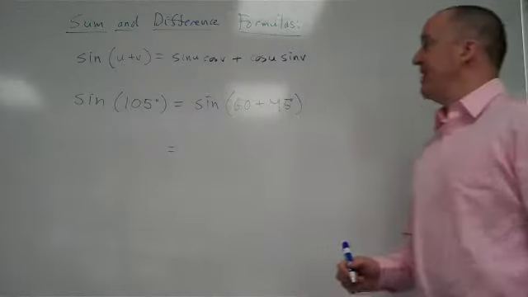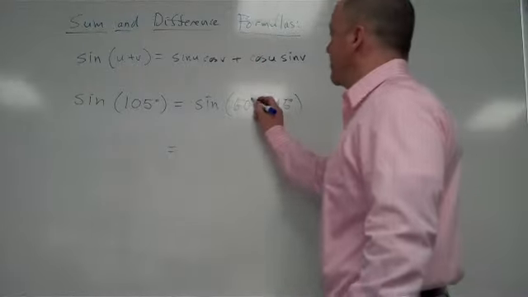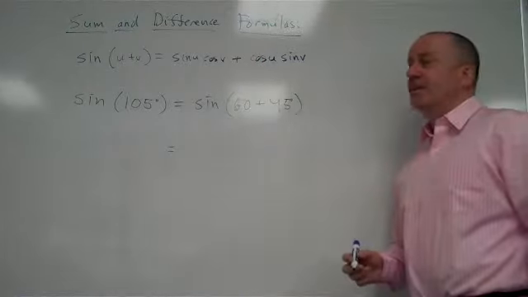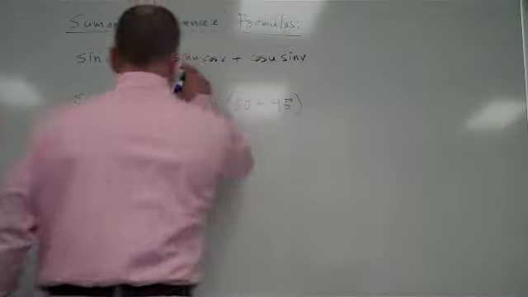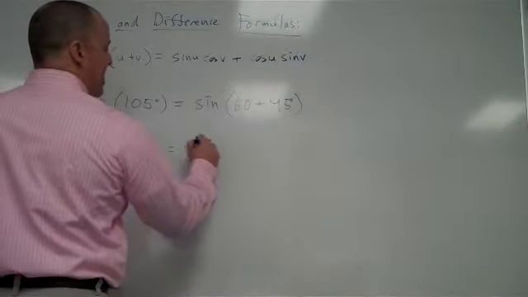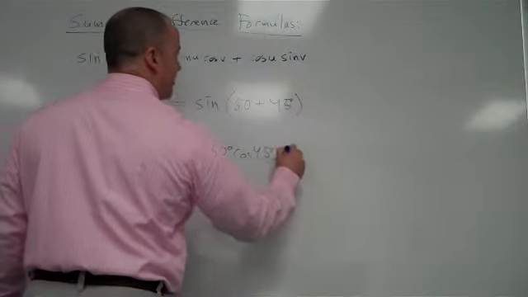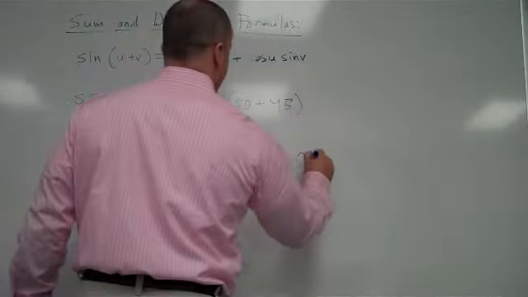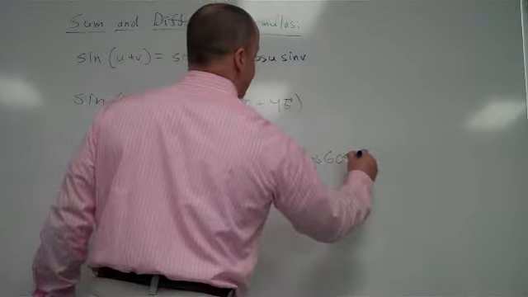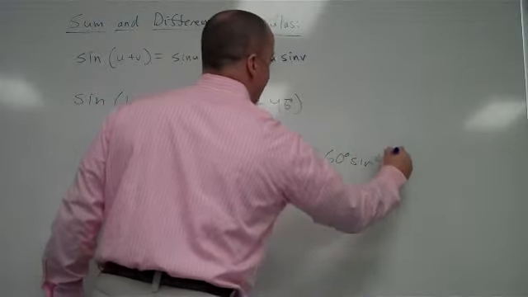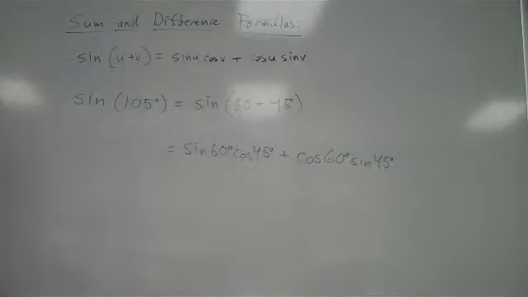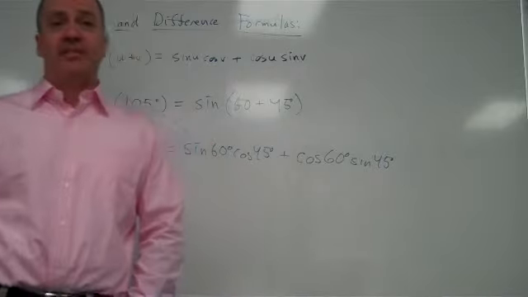then I can rewrite it, 60 degrees plus 45 degrees is 105 degrees, right? Then I know that this becomes the sine of 60 degrees times the cosine of 45 degrees plus the cosine of 60 degrees times the sine of 45 degrees. This is now a totally fair non-calculator question, especially since I'll let you have that cheat sheet.